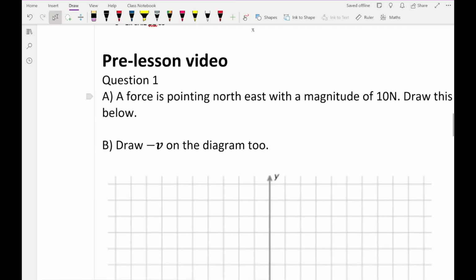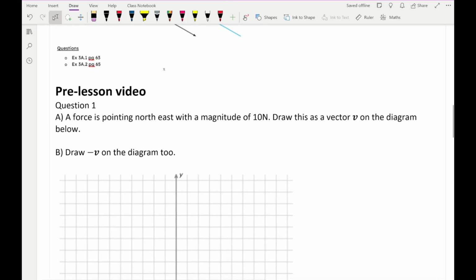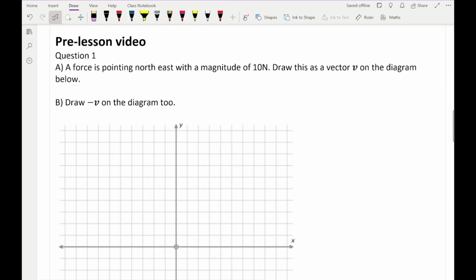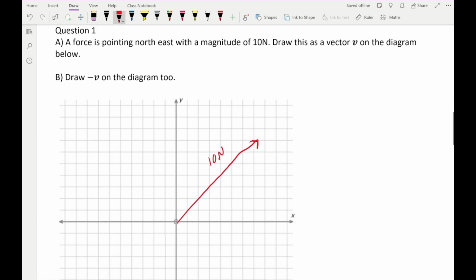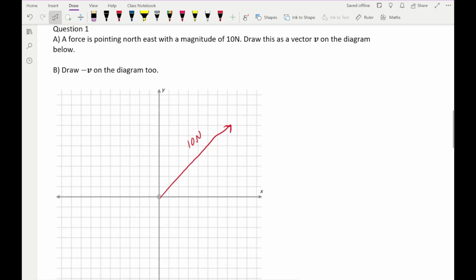Okay, so let's do an example here. A force is pointing northeast with a magnitude of 10 newtons. Draw this as a vector V on the diagram. So we're going to point it northeast, and we're going to try and make it a length of 10. I don't know if that is or not, but the point is it's at 45 degrees. So we're going to draw minus V on the diagram too. If this line here was V, then minus V will be pointing the other way with a length of 10 newtons. There we go. Now, if you want, you could have also had minus V line up with V, right next to it. That's also perfectly valid.